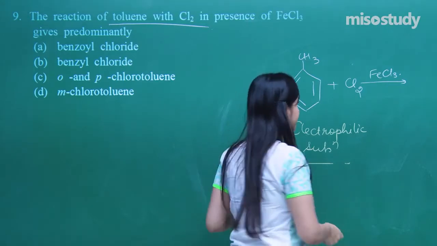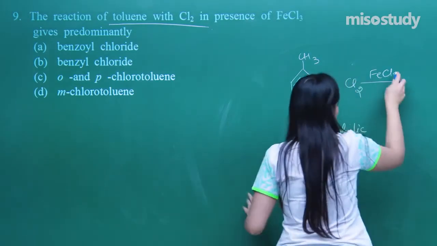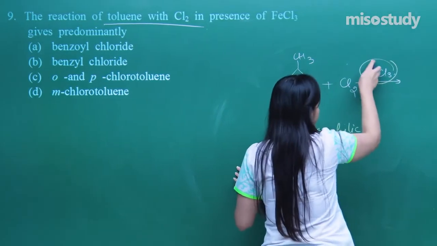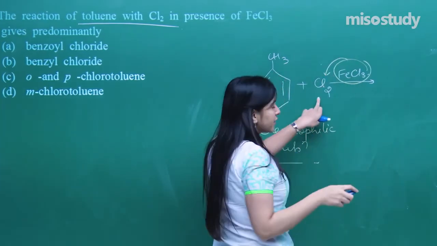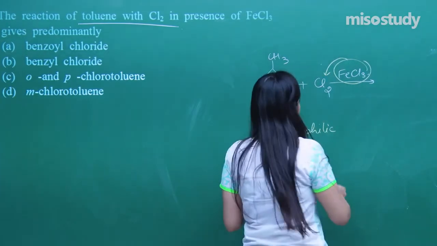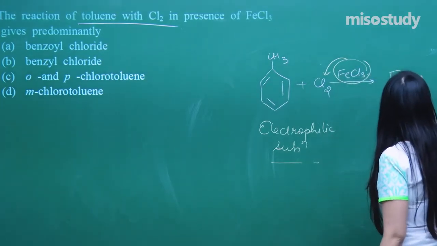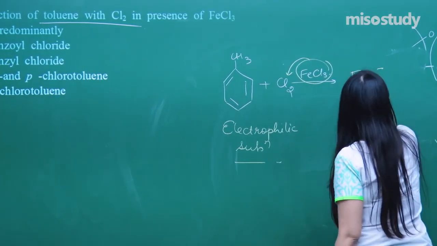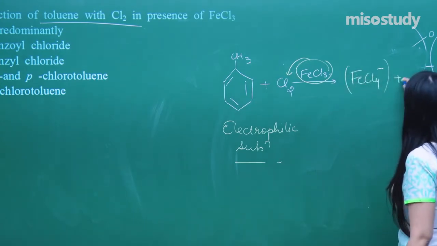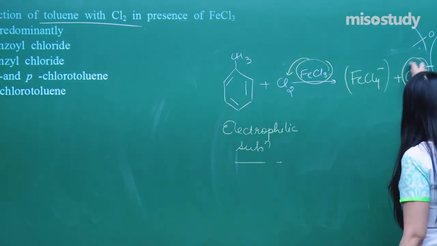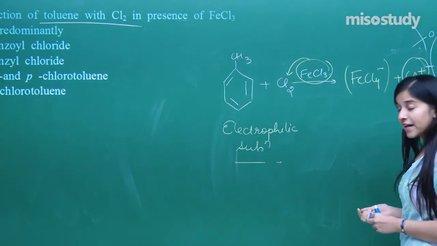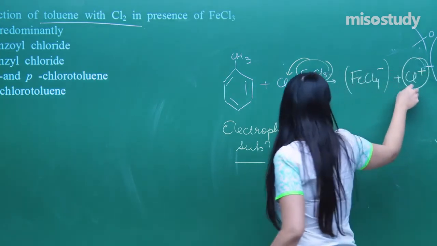So what will be the mechanism? This FeCl3 is electron deficient. It takes one chlorine, and what do we get? We get FeCl4 negative, that is a complex which is formed, plus Cl positive. So this is the electrophile that is now attacking the benzene ring.